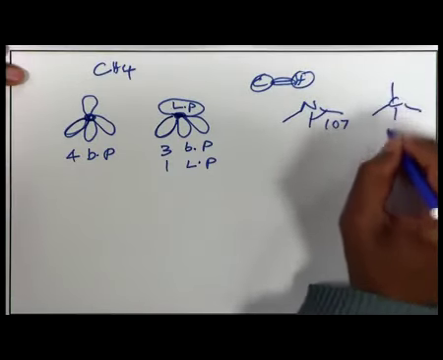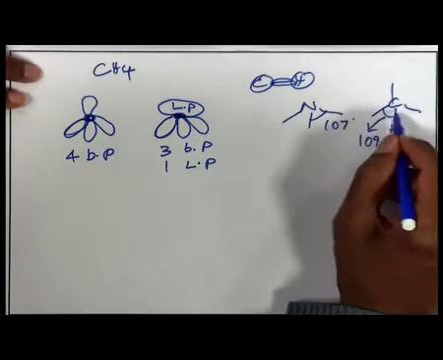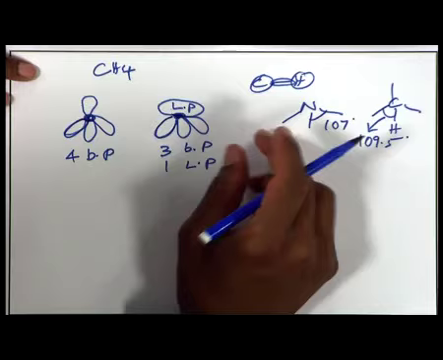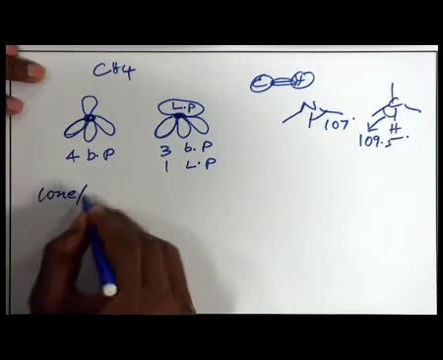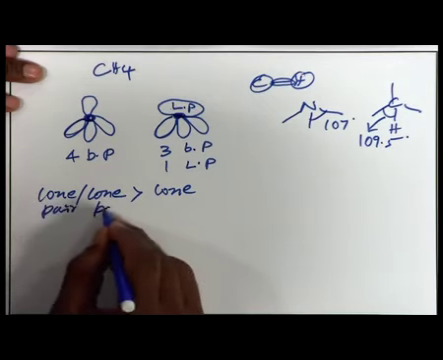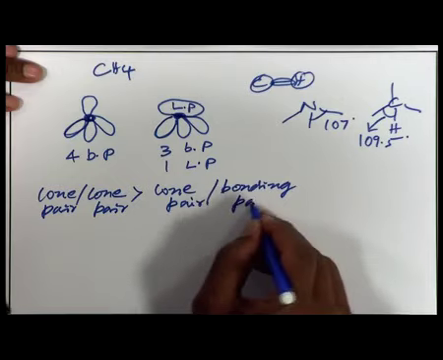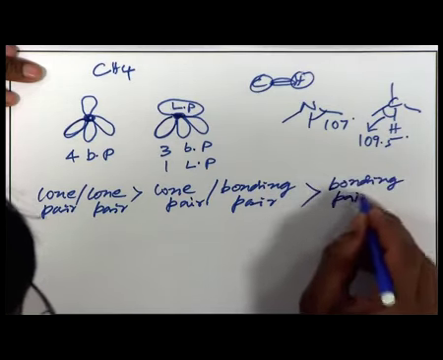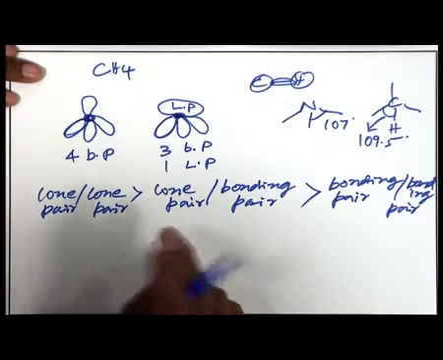If you take carbon, the tetrahedral angle is 109.5. Here all are bonding electron pairs. Here you have three bonding electron pairs and one lone pair. Since the lone pair occupies more space, there is more repulsion. So the repulsion can be arranged in this way: lone pair-lone pair repulsion is greater than lone pair-bonding pair repulsion, which is greater than bonding pair-bonding pair repulsion.